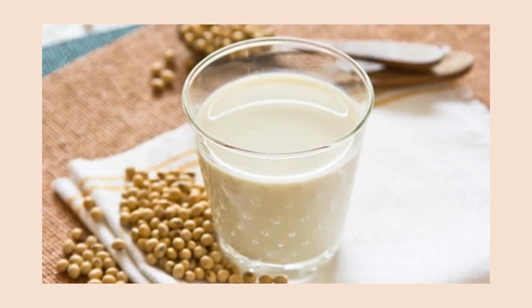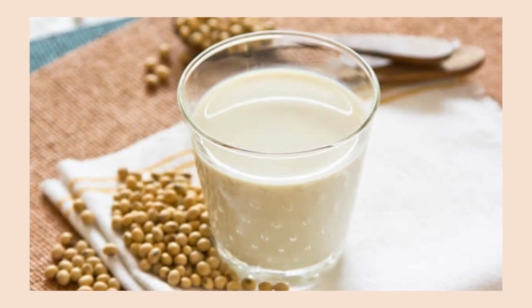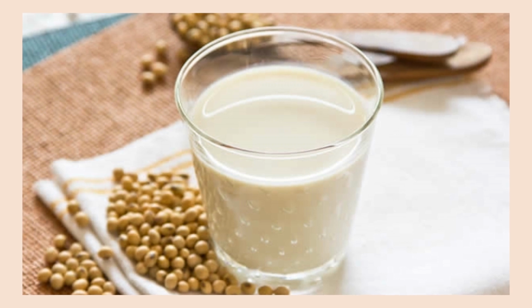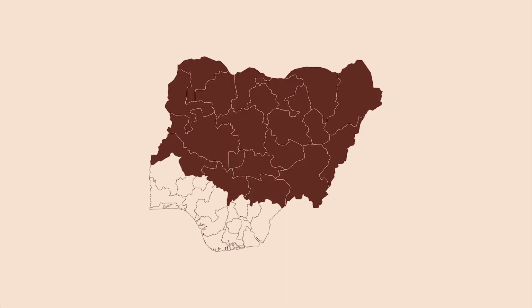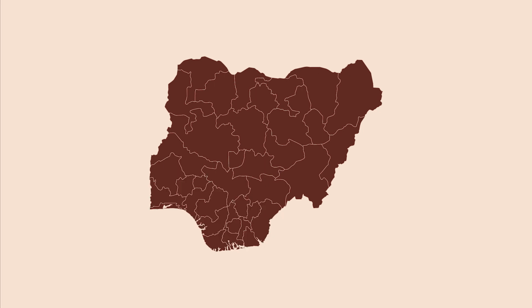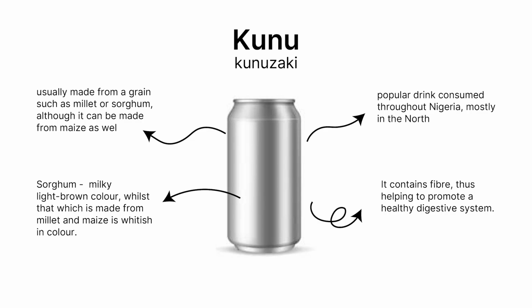So this is a sample of the Kunu drink. It's kind of brownish or light brown in color, and it's mainly found in Nigeria like we mentioned earlier, although it mainly started from northern Nigeria, the northern part of the country. But thanks to independence and people traveling around, the drink has kind of spread across the entire nation. So I did some more research on Kunu and I found out it's also called Kunuzaki, and it's usually made from millet or sorghum, and it contains a lot of fibers that helps in digestion.